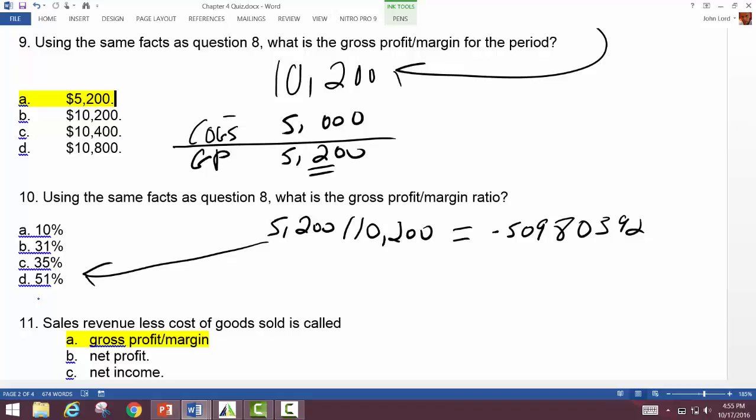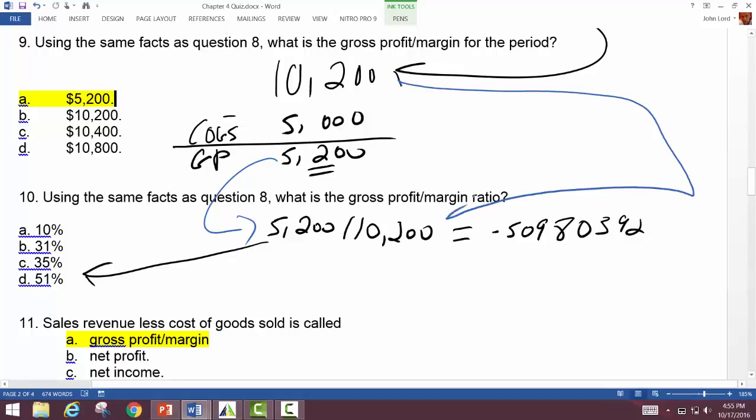Yeah, I took the gross profit, which was right here, which we calculated in the previous problem, and I just divided it by the net sales that we had calculated in the problem before that. That, by definition, is gross profit margin. Again, those are synonymous terms. Gross profit and gross margin are synonymous. Ratio.